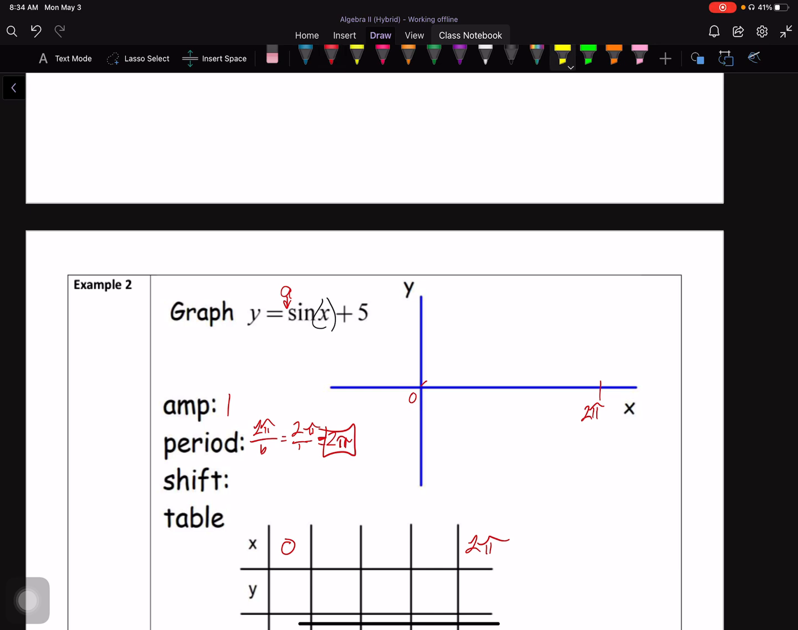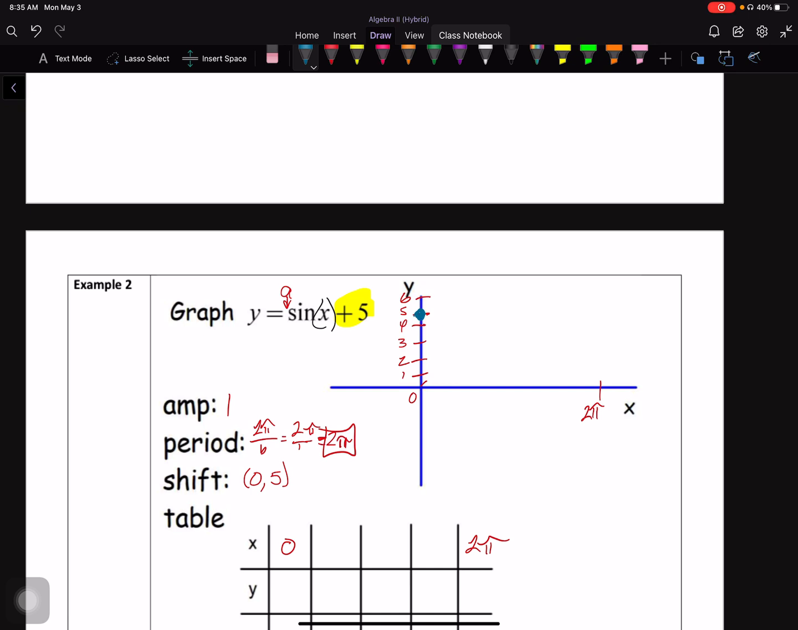And then last but not least, the shift. Because my k value here is 5, we're going to shift our starting point up to 0, 5. So let's just say that's right here. So we'll go 1, 2, 3, 4, 5, 6, and so on. So our starting value will be right there at 0, 5.